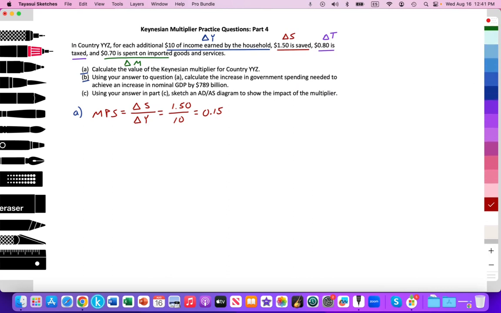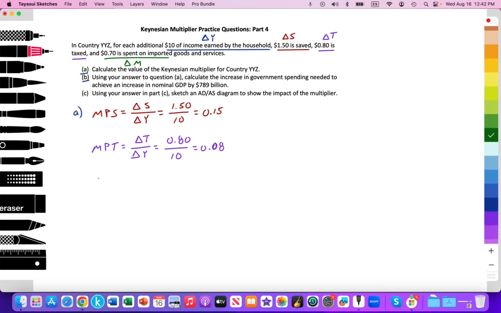Great. Now let's go over what the marginal propensity to tax could be. The marginal propensity to tax will be equal to the change in tax over the change in any additional income. So that's going to be 80 cents divided by every $10 earned. And so that gives us 0.08. So the marginal propensity to tax is 0.08. Perfect.